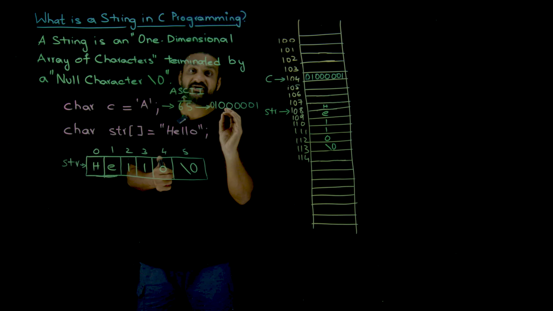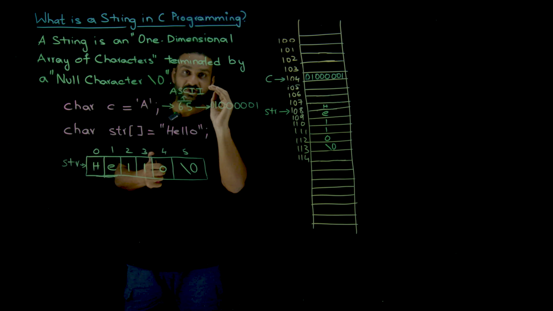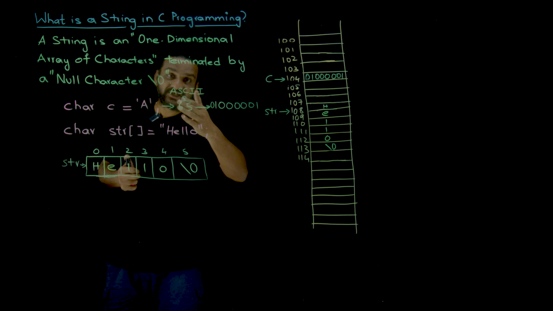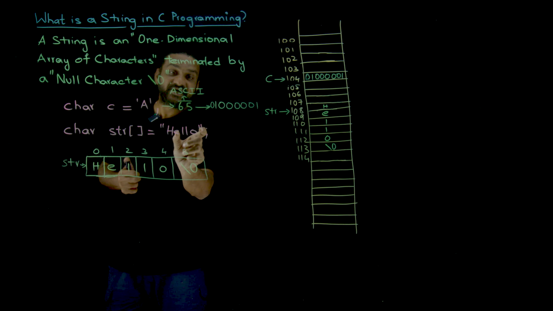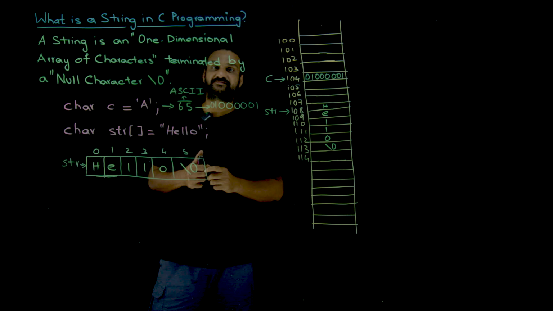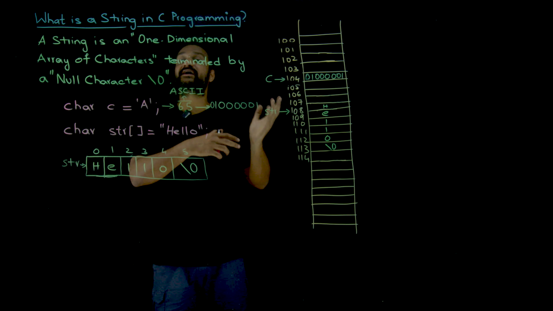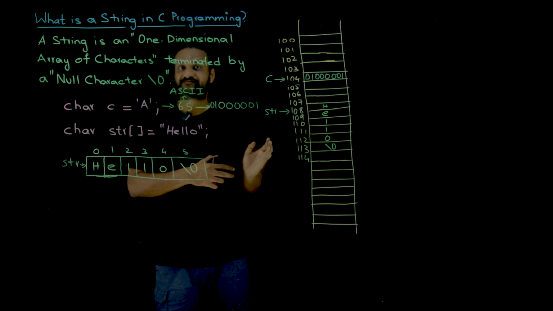Try to understand the differentiation. This is a very important part of the program. So it is declared as an array, and the sequence of characters is embedded within these double quotes. Okay. So the second question is how the strings will get created in memory.